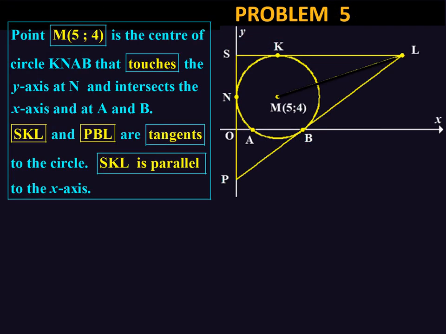Now let's look at our last problem, problem 5. Let's see what is given here. We've got a point M, which is the center of the circle. We've got a circle KNAB. Those are the points on the circle. It touches the y-axis, so the y-axis is a tangent. And it intersects the x-axis at point A and point B. SKL here is a tangent, and PBL is another tangent. So that circle is actually inscribed in a triangle. And also SKL is parallel to the x-axis.